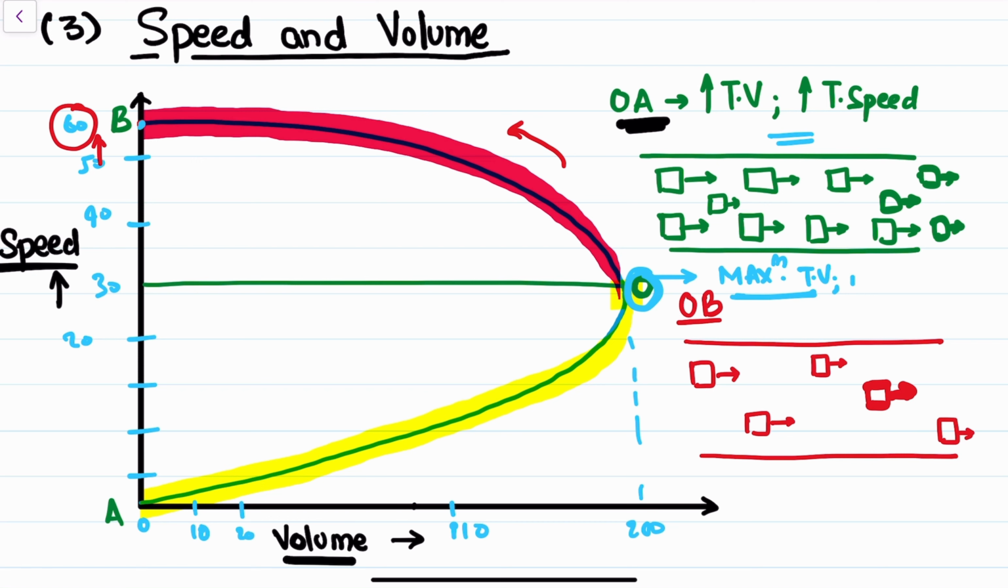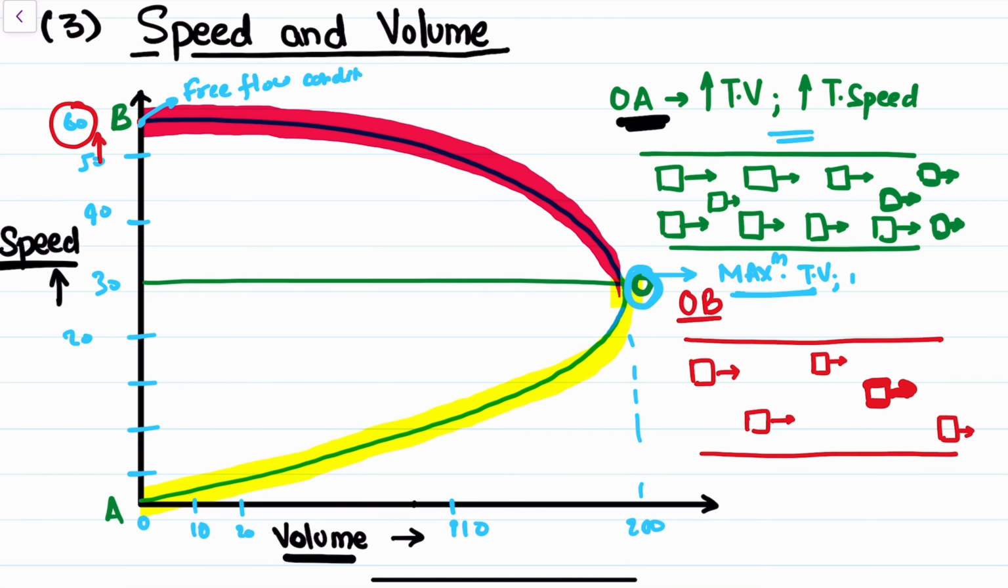And of course, this B, since it is higher, there is less traffic volume, so it can be said that it is somewhat a free flow condition, right? It is somewhat a free flow condition or a maximum speed condition. Okay, all right. So I hope this is clear to you.